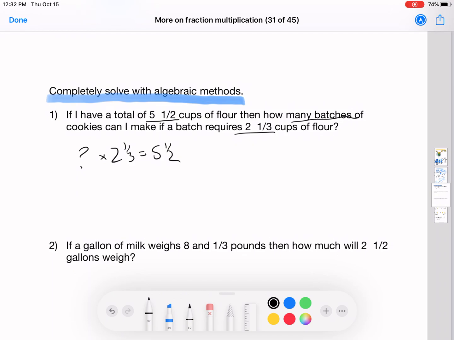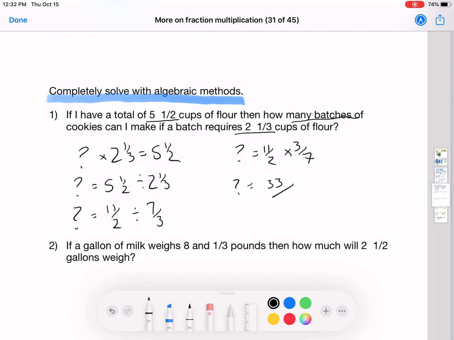I should then be able to say that question mark must equal 5 1/2 divided by 2 1/3. I should then be able to say that 5 1/2 is equal to 11 halves divided by 7 thirds. And hopefully I'm not making any mistakes. And all of these steps should make sense. And so now this last step should hopefully also make some sense, that this is equal to multiplying by the reciprocal. And now it should also hopefully make sense that when I multiply fractions, I can multiply the top and I can multiply the bottom.